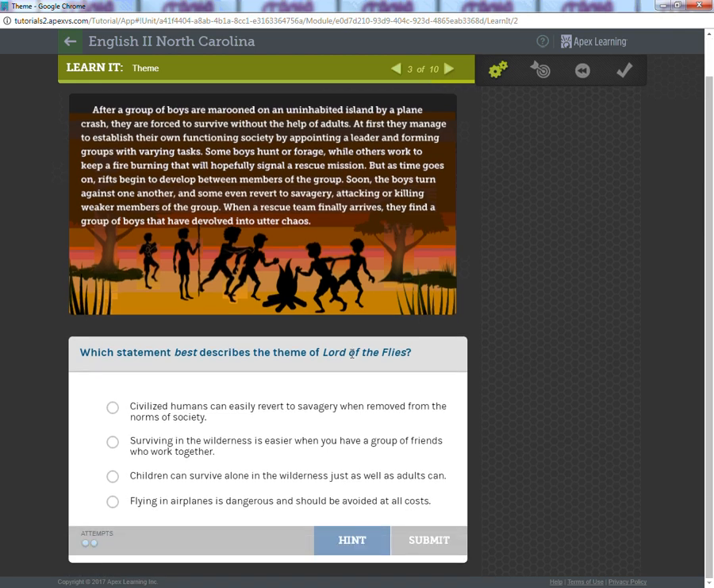Which statement best describes the theme of The Lord of the Flies? So first, we have adolescence. That's one topic. We have leadership. Looks like we have power. We have weak versus strong. So those are different topics that this passage is talking about. So which statement best describes the theme of The Lord of the Flies?